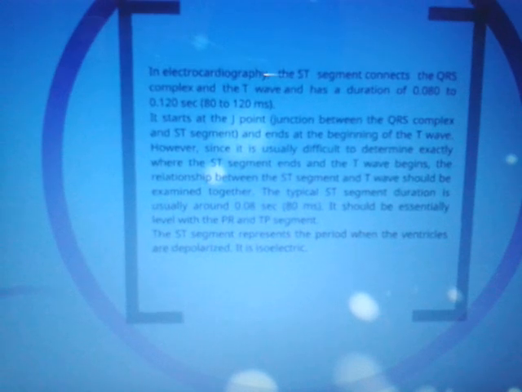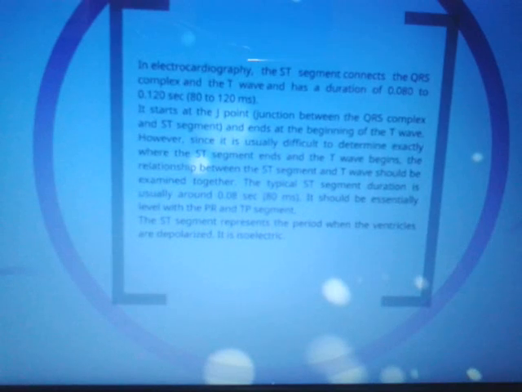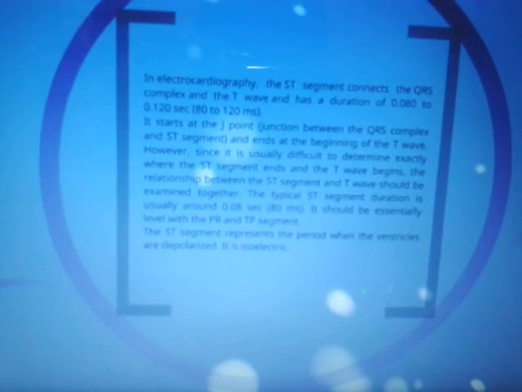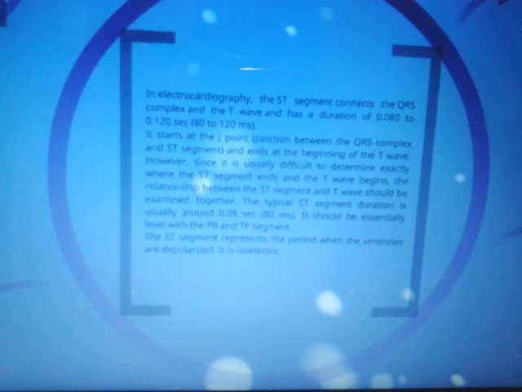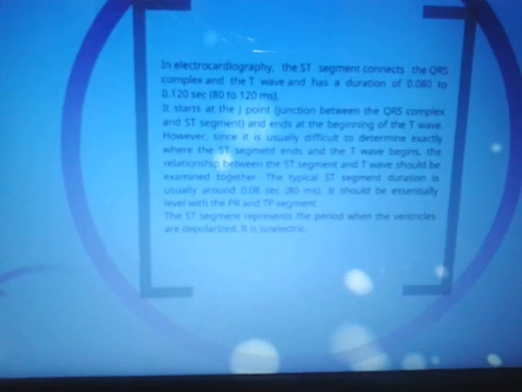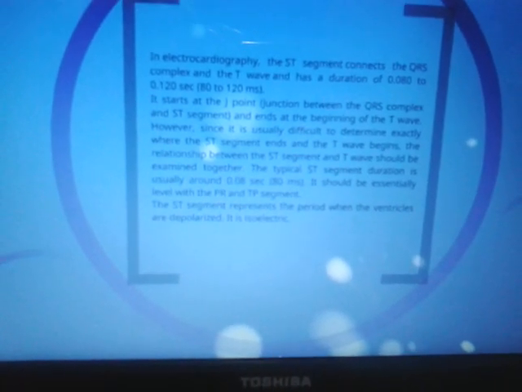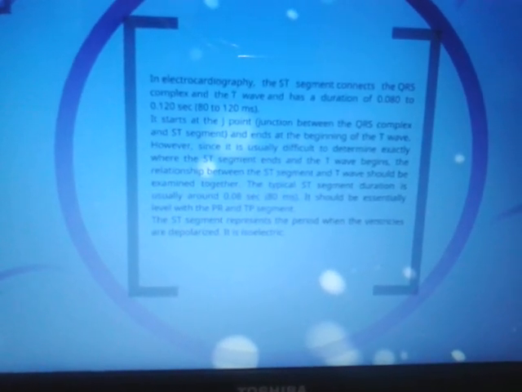In electrocardiography, the ST segment connects the QRS complex and the T wave and has a duration of 0.08 to 0.120 seconds. It starts at the J point and ends at the beginning of the T wave. However, it is usually difficult to determine exactly where the ST segment ends and the T wave begins.